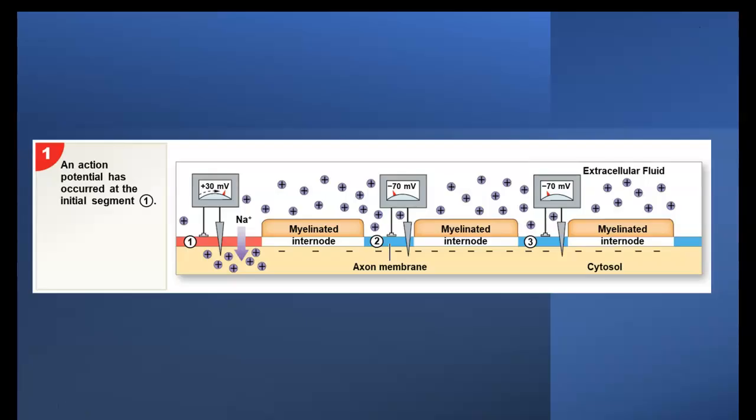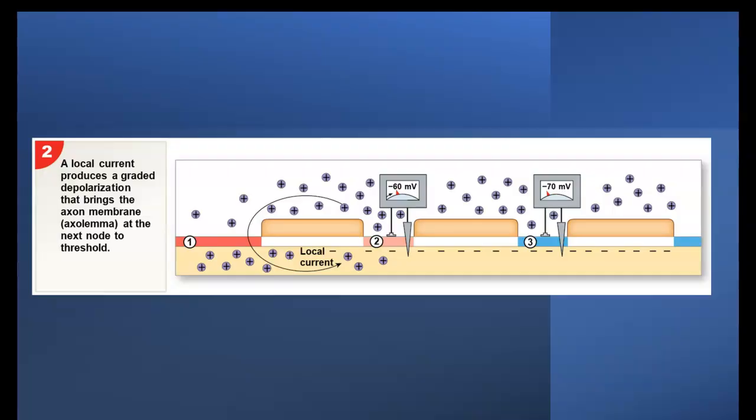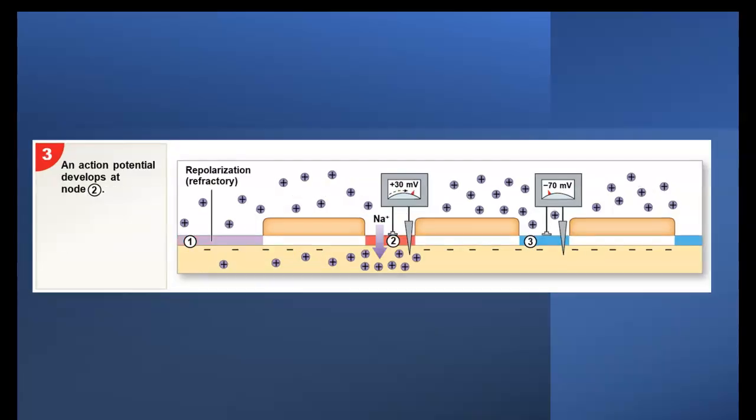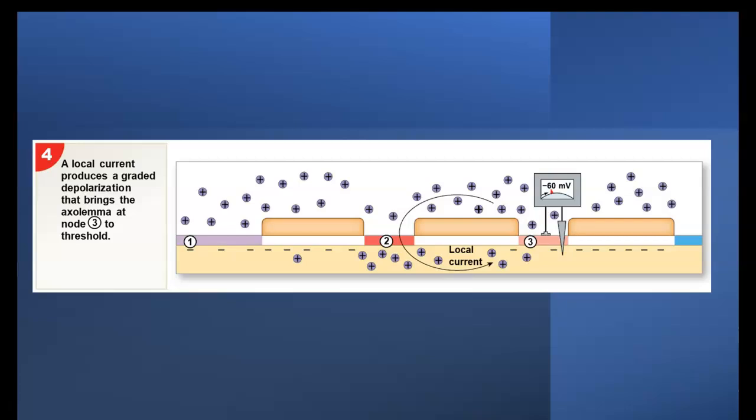It shows the first step, that action potential is going to occur at an initial segment. So you see it coming in. The local current produces a graded depolarization that's going to bring the axon membrane at the next node to threshold. Remember, the axon membrane is called an axolemma, kind of like the muscle cell membrane was called a sarcolemma. Third step, that action potential is going to develop at node 2. Fourth step, you have a local current that produces a graded depolarization that's going to bring the axolemma at node 3 to its threshold.